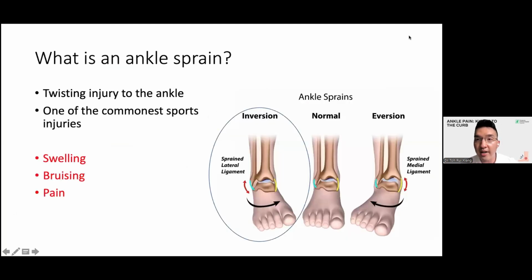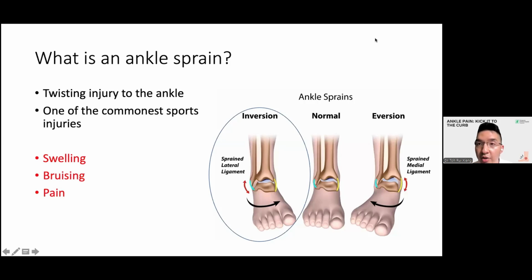So what exactly is an ankle sprain? It's often an interesting injury to the ankle, and it's one of the commonest sport injuries that I'm sure all of you have experienced at some point in your life. How does it present? Comes often with swelling. Often you might see some bruising, and of course, you will see pain as well.